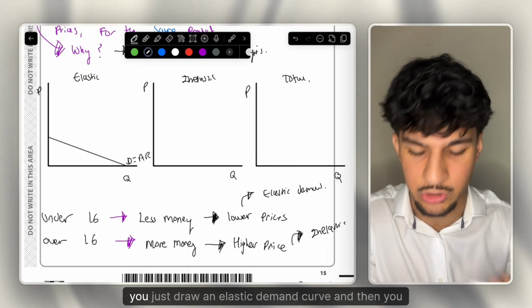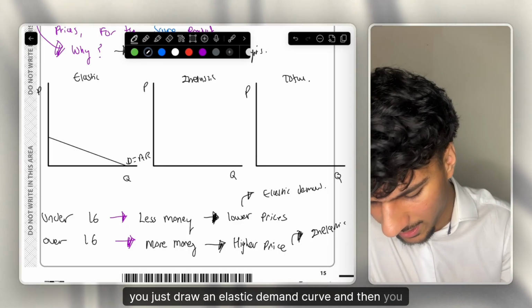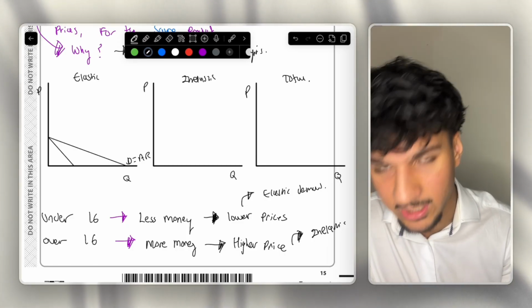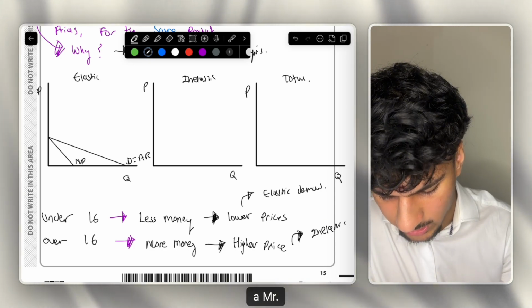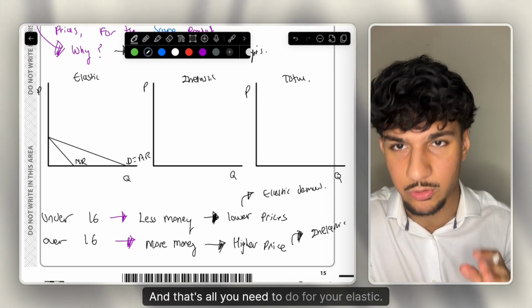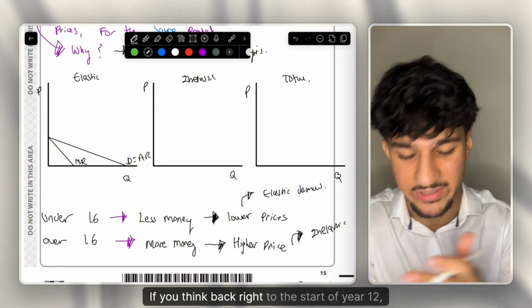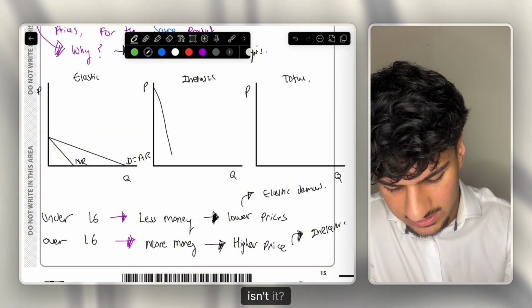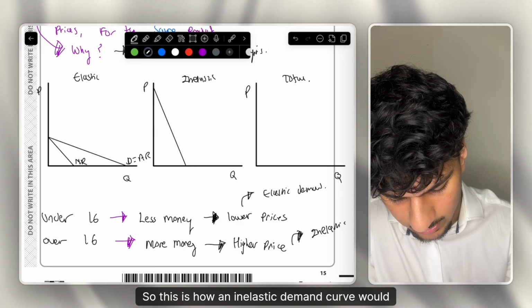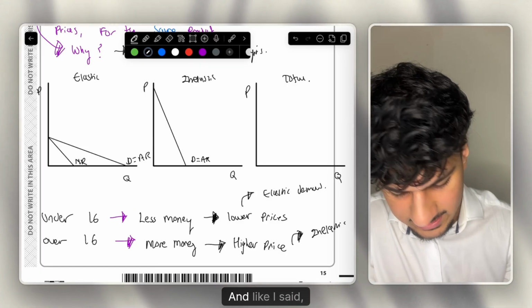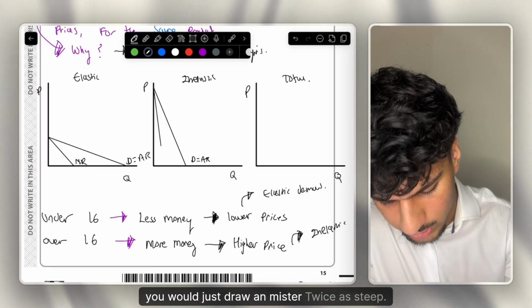So you just draw an elastic demand curve, and then you would draw, like you always do, an MR curve, which is twice as steep. And that's all you need to do for your elastic demand. And what does an inelastic demand curve look like? If you think back right to the start of year 12, it's quite steep, isn't it? So this is how an inelastic demand curve would look. So D equals AR, and same thing, you would just draw an MR twice as steep.